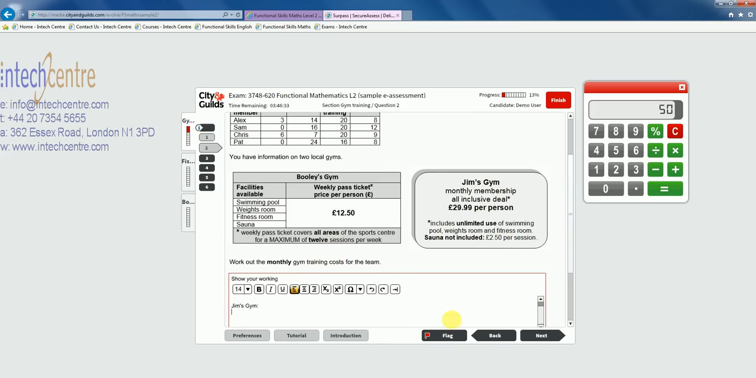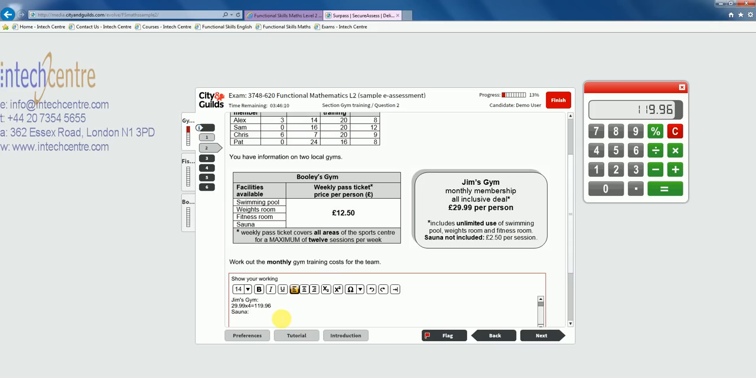So we could work out the first bit, that's £29.99. There's 4 people and it's per month, so that will give us the monthly membership for the 4 people. As it's per month, we don't need to do any other calculations. That's £119.96. We need to include the sauna.